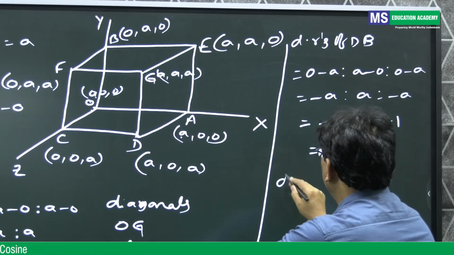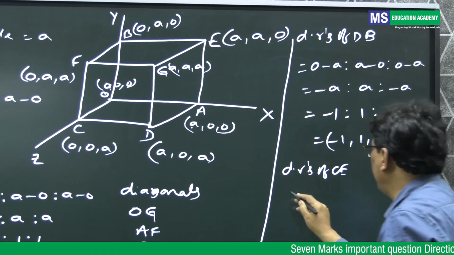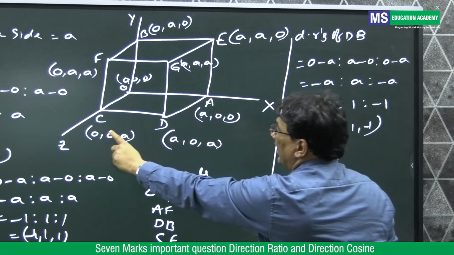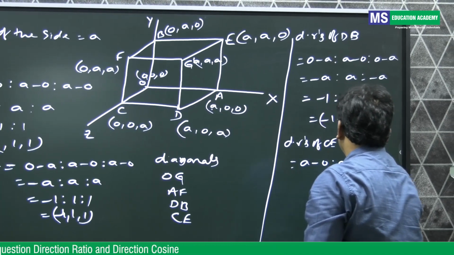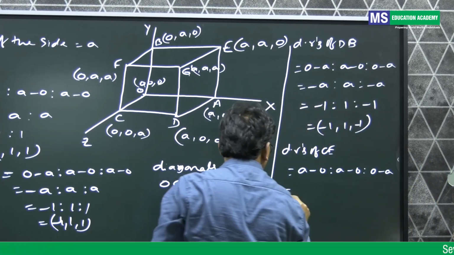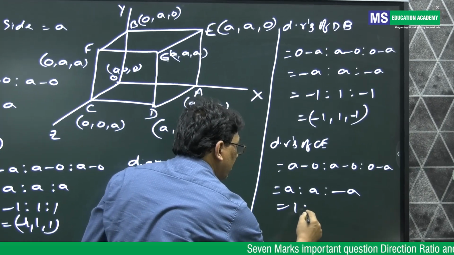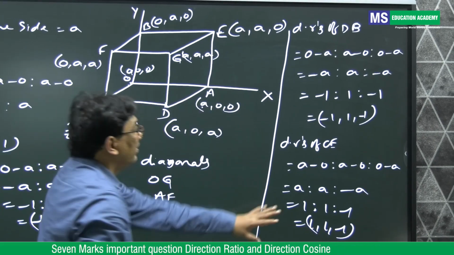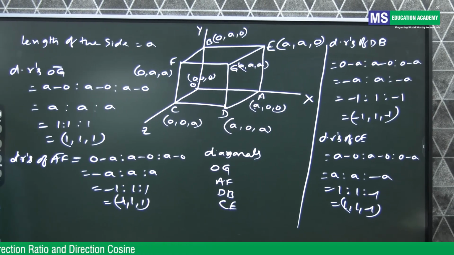Next, DRs of CE. CE means E minus C. E value A, 0, 0. C value 0, 0, A. That is A minus 0 is to 0 minus 0 is to 0 minus A. The values A is to minus A here. A can be cancelled. 1, 0, minus 1. The DRs of all the 4 diagonals, first of all we have to find.